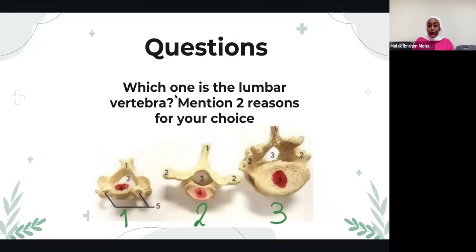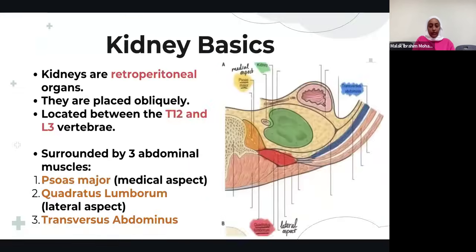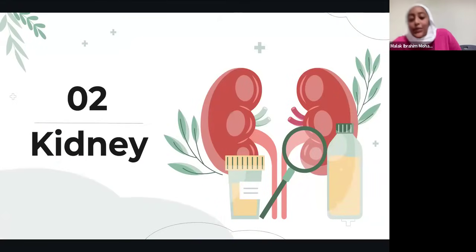Okay, some people are saying 2, and some people are saying 3. I'm sorry, guys. It's the third one, because, as you said, the kidney shaped and the short spinous process. Sorry for the confusion here. Yes, it's the third one. And with that, the posterior abdominal wall is done, and kidney, Malak will give it to you guys.